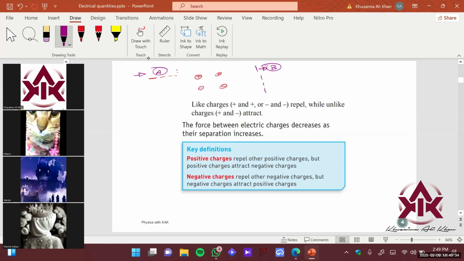Now we have case B, in which we have opposite charges brought together. We have, let's say, positive, negative here, and then a negative, positive here. So, can anyone tell me in case A, would the forces between these two charges be attractive or repulsive?